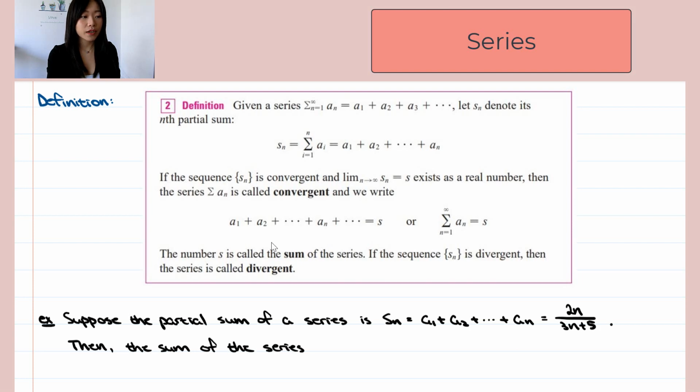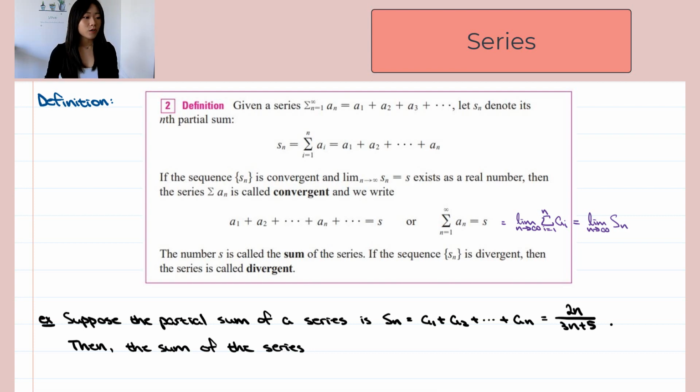So we have an infinite sum here, and this equals S, which also equals the limit as n approaches infinity of the nth partial sum. So this S also equals the limit as n approaches infinity of the sum for i equals 1 to n of a_i, which also equals the limit as n approaches infinity of Sn. This S we also call the sum of the series. But if the sequence of partial sums is divergent, then the series is called divergent.